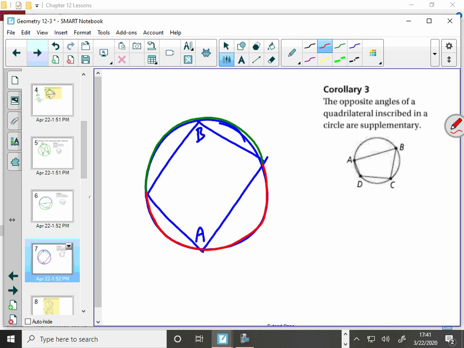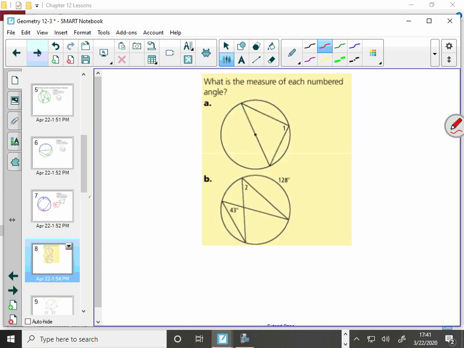So angle A is half of the green arc, angle B is half of the red arc. Well, if you add the green arc and the red arc together, you get a whole circle, which means the green arc plus the red arc adds up to 360. And if those two arcs add up to 360, and A is half of the green one, B is half of the red one, that means when you add A and B together, you get half of 360, which is 180, and that's what that corollary says. The opposite angles of a quadrilateral inscribed in a circle are supplementary.